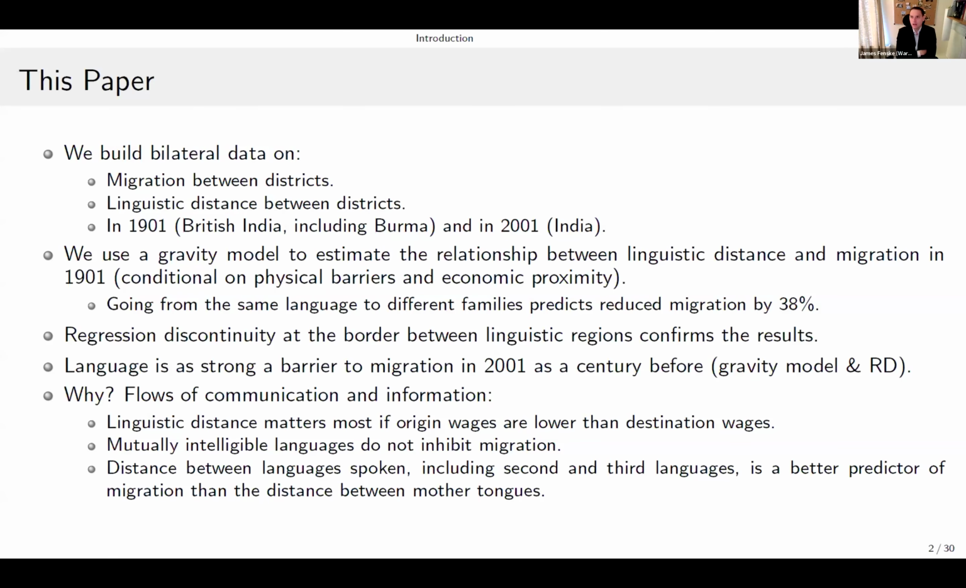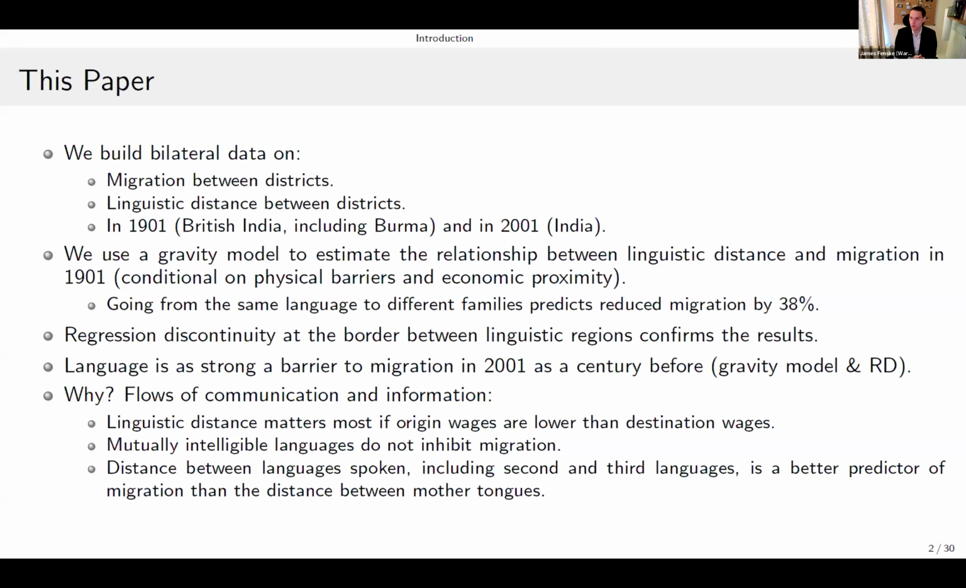It could be a proxy for other existing cultural differences. Maybe it's correlated with religion, maybe it's correlated with cultural practices. We don't think that's what's driving our results. And we think really this is about the ability to communicate. Can I find a job? Can I talk to the doctor? Can I get the right price in the local market? And we're going to give you really three pieces of evidence that this is about language qua language.